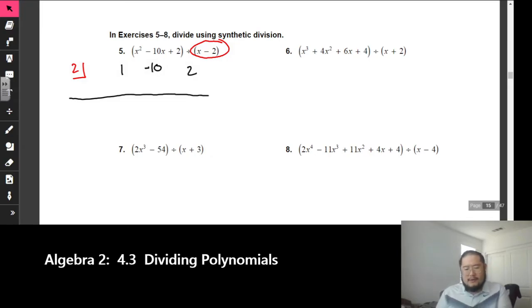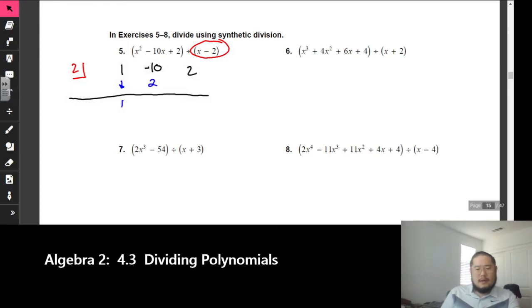So there's a specific method you will use in order to figure out what the numbers will be when we divide it. So what do we do? I want to drop down the 1, and we have 1 right here. The next step is this. I'm going to take this 1, multiply it by 2, and put that number right there.